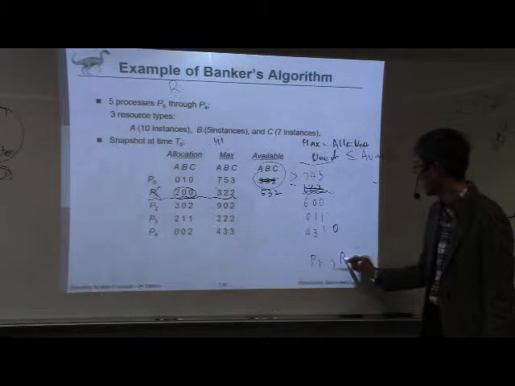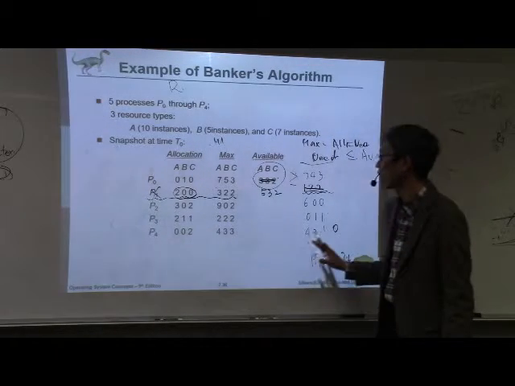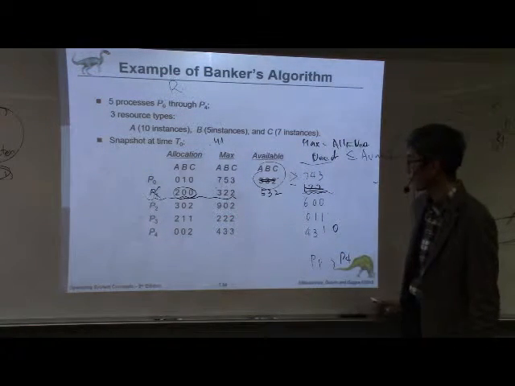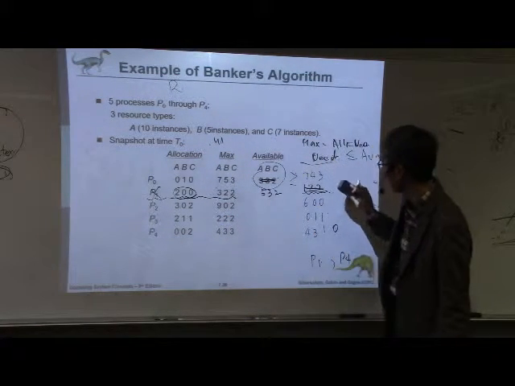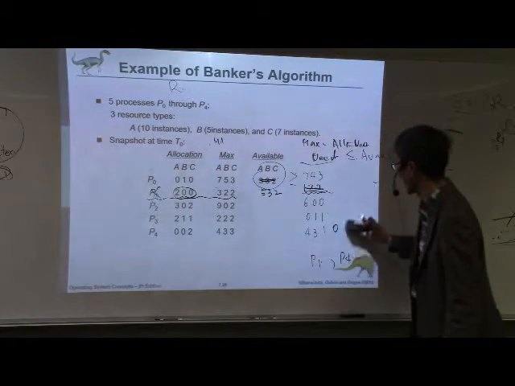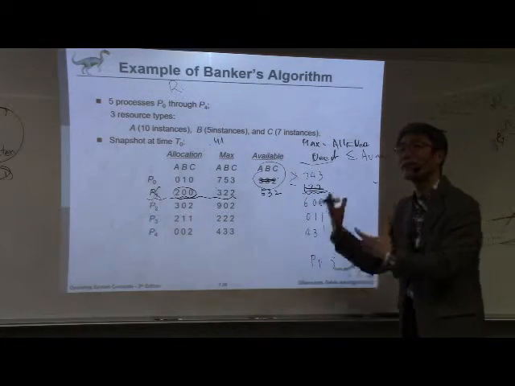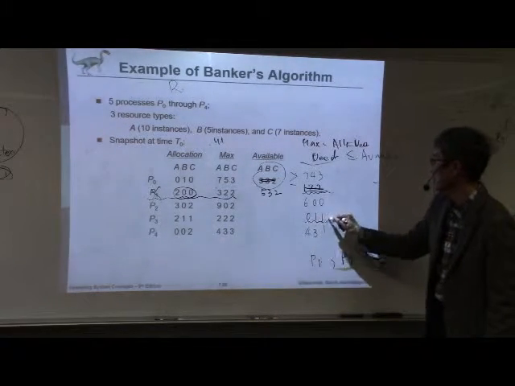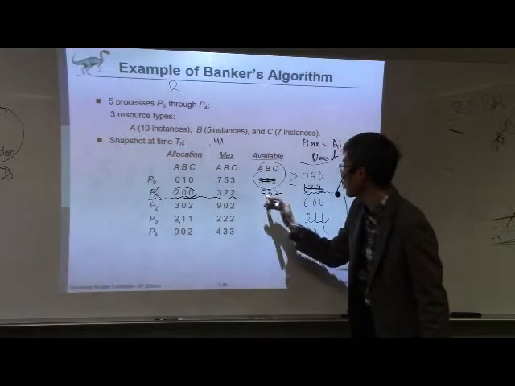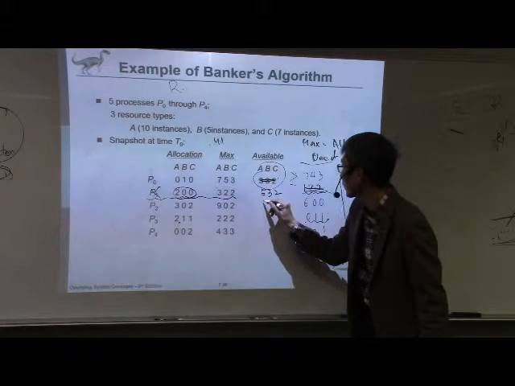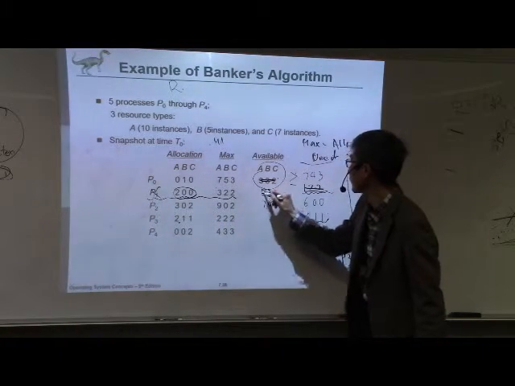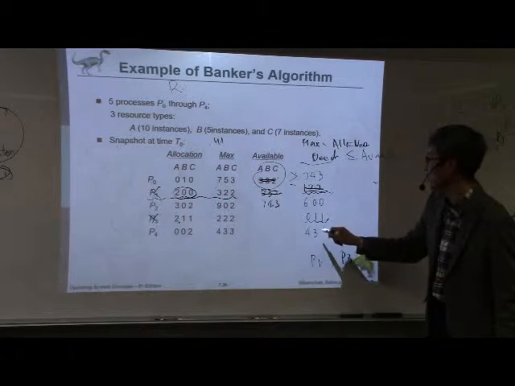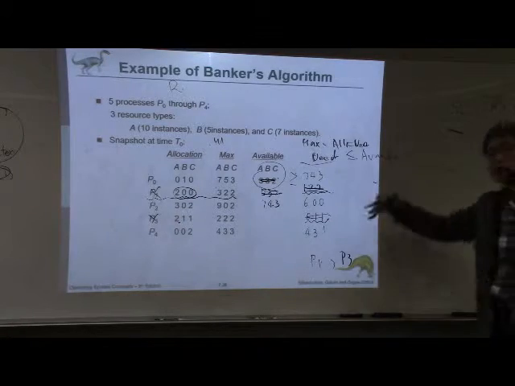Okay, so P4. Hmm, in this case, this one will be better, right? But either way is fine. If it is not working, we can go back and try again. So P3, yes. Then this allocation will be added to the available, so the new available is 7, 4, 3. P3 is done. Okay. Then do it again.